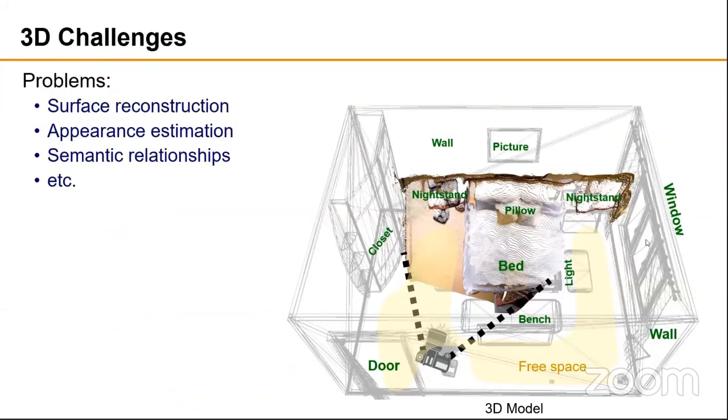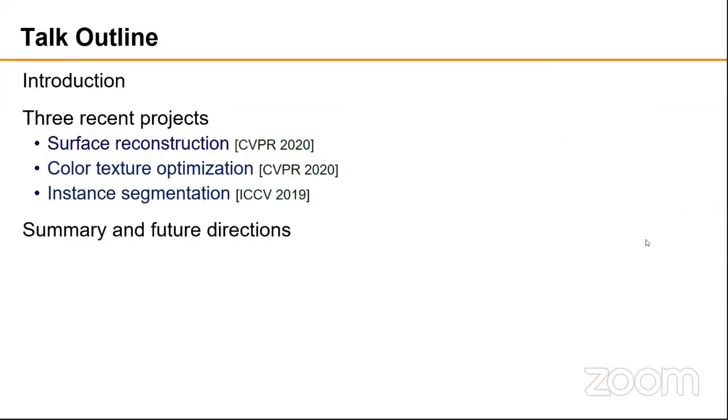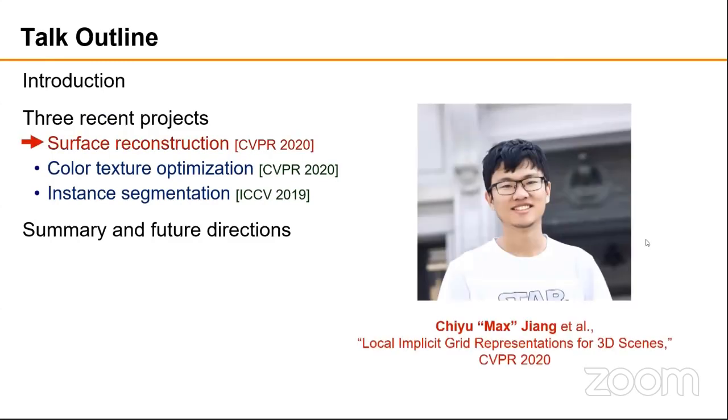Of course, there are many unique challenges in 3D. We must reconstruct the surface geometry, even if it's scanned with only sparse or noisy point samples. We must estimate surface appearance so that photorealistic images can be rendered, and we must infer salient 3D relationships between objects. In this talk, I'll focus on three recent projects that address some of these issues. The first is a project called Local Implicit Grid Representations for 3D Scenes, which was presented by Max Zhang at this conference just a couple days ago.